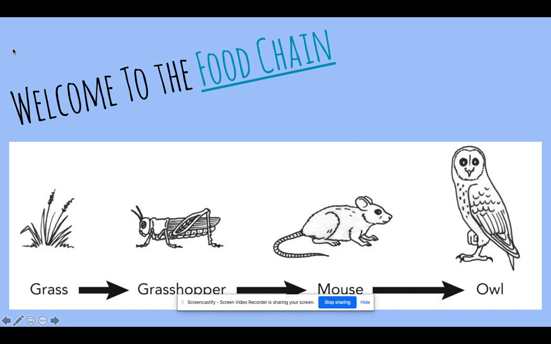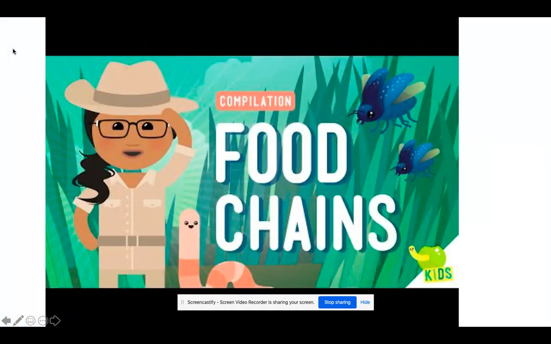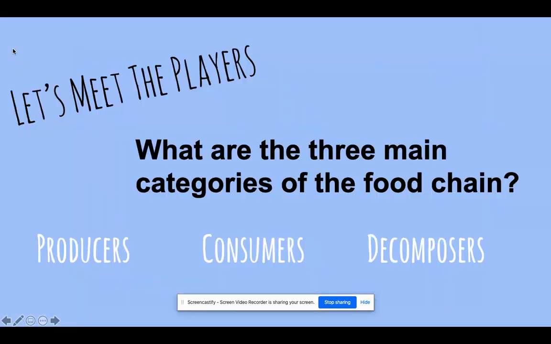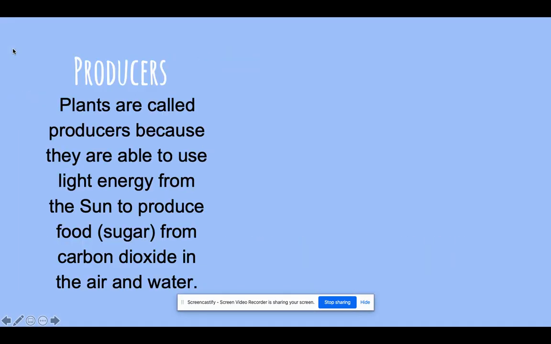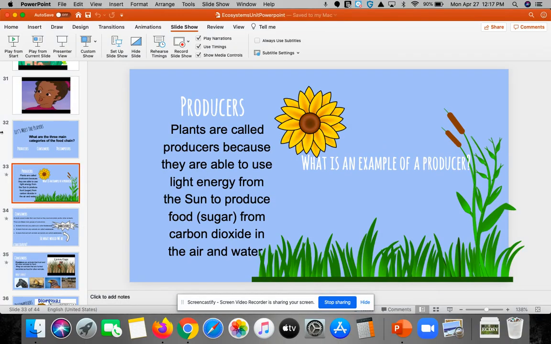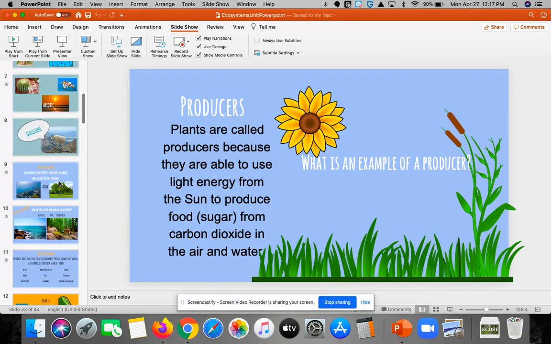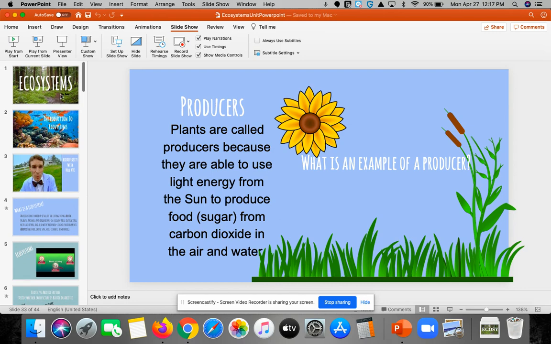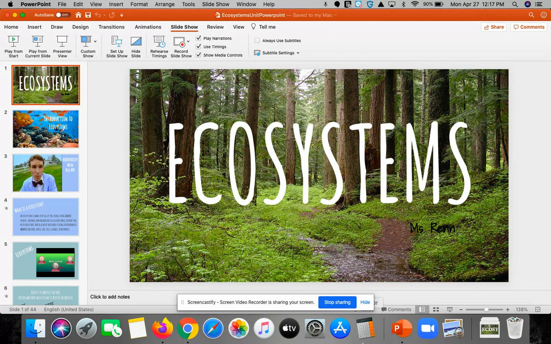Who eats the grasshopper? The mouse. The mouse would be your secondary consumer. And who eats the mouse? Is the owl. So it all comes together from what we talked about. So I wanted to bring you guys together to understand everything we've learned in this chapter on ecosystems as a whole. And hopefully that helps you break up everything you've learned so far.